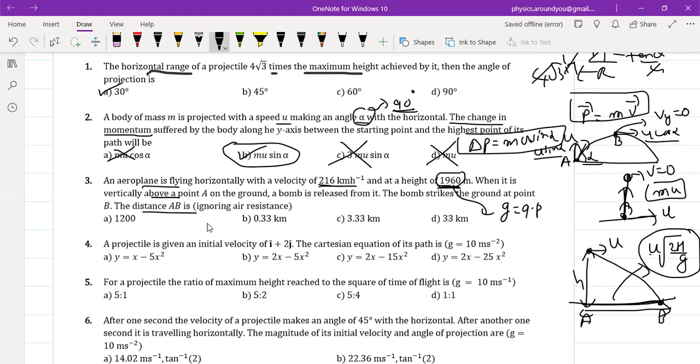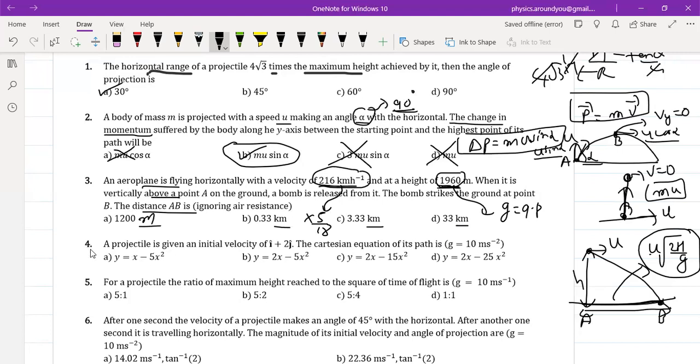And u is 216 kilometer per hour. Look at the final answer. Everything here is in terms of kilometers and this is in terms of meters. Better to convert 216 kilometer per hour to meter per second by multiplying with 5 by 18. Solve it. Whatever you get, it will be in meters. Then look at the options and see which one of them satisfies the kilometer conversion. So that would be the third one. It's a lengthy one, but of course it's worth it because it is a formula based question: u root 2h by g, the range for a horizontally thrown projectile.